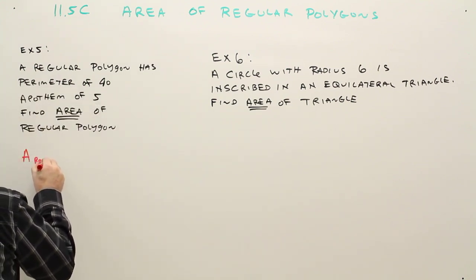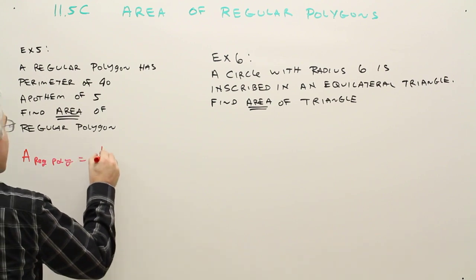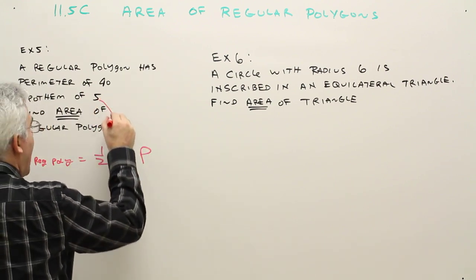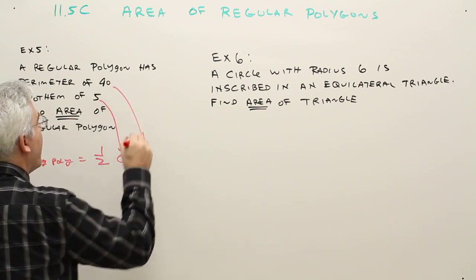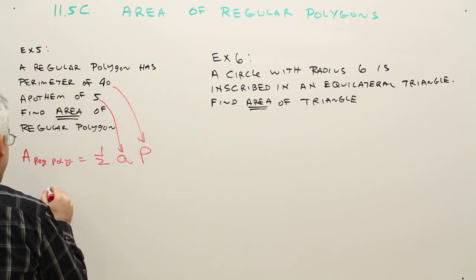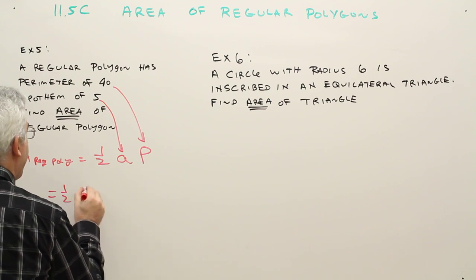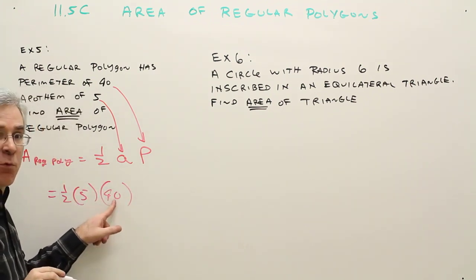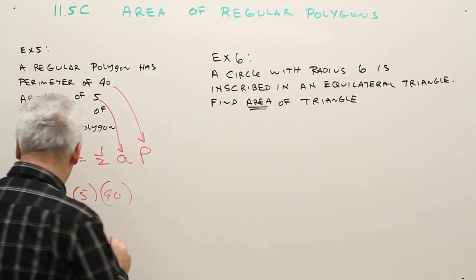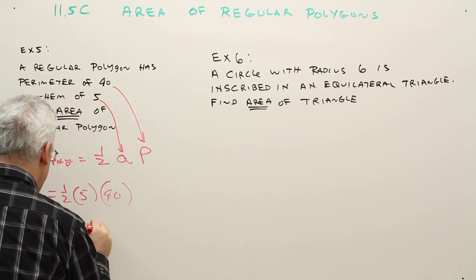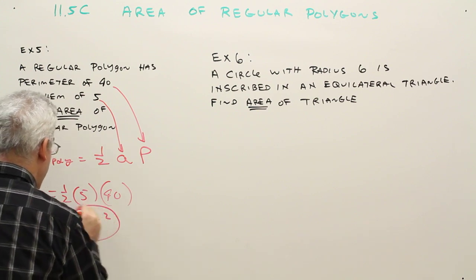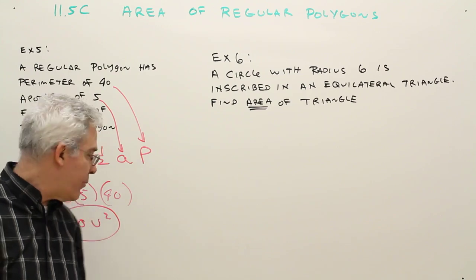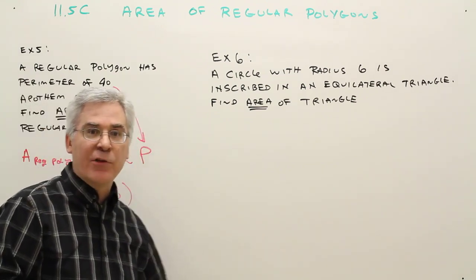Area of a regular polygon equals 1/2 AP. The apothem is 5, the perimeter is 40, we're good to go. 1/2 of 5 by 40, 1/2 of 40 is 20, 20 by 5 is 100. So 100 units squared is the area. Okay, that was the easy problem. Now for the more challenging problem.